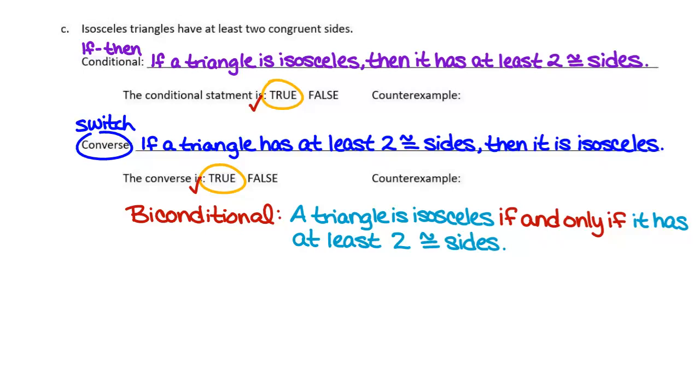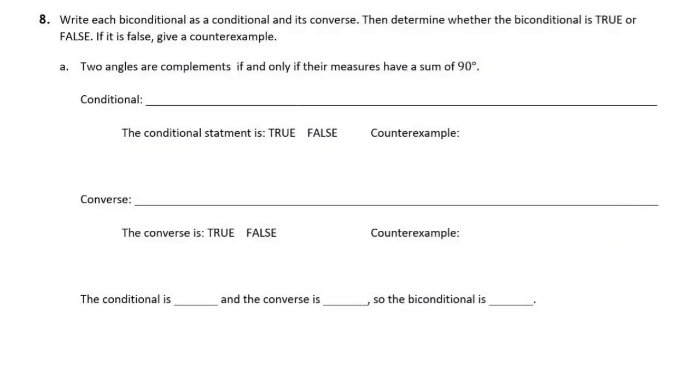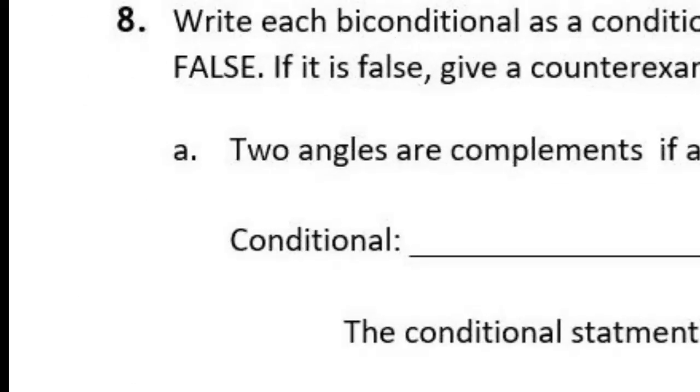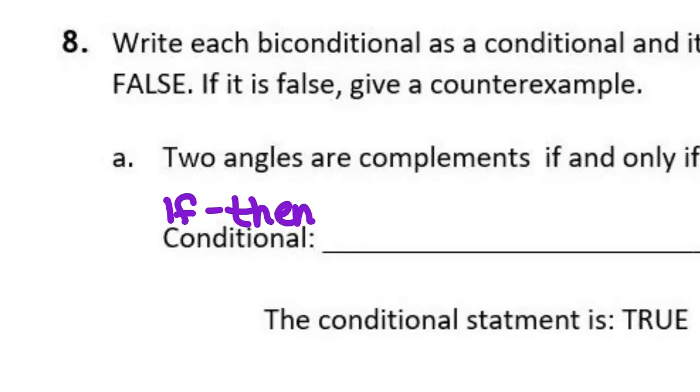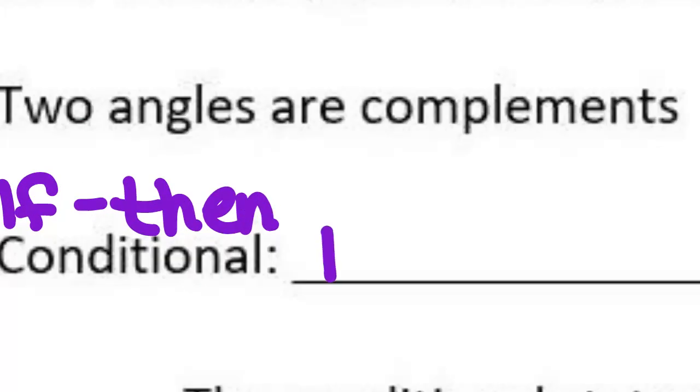All right, so I want to look at number 8. The biconditional that I'm giving you is: two angles are complements if and only if their measures have a sum of 90 degrees. So let's start by writing our original if-then. How does my if-then have to start? What word has to go at the beginning? If. So if what?